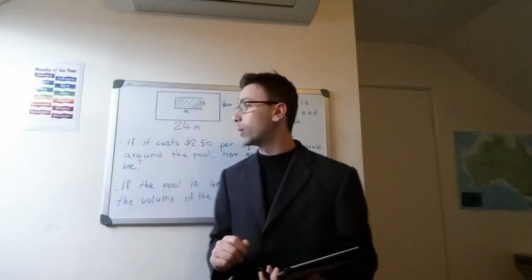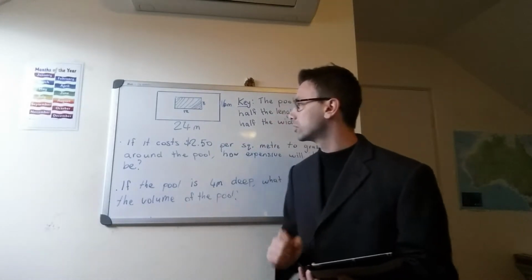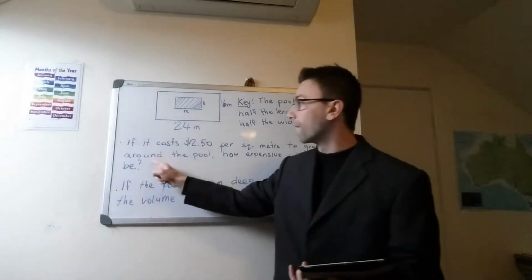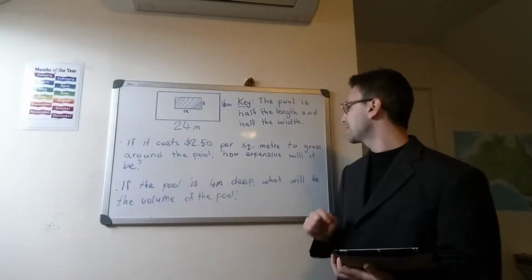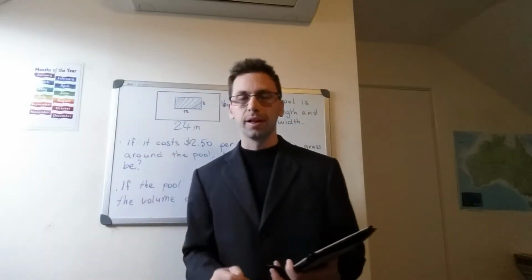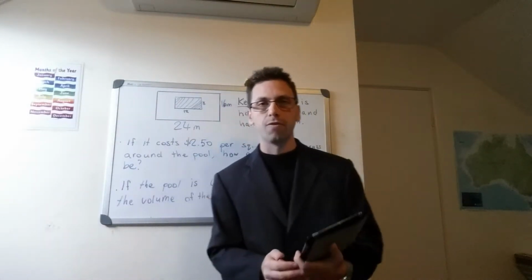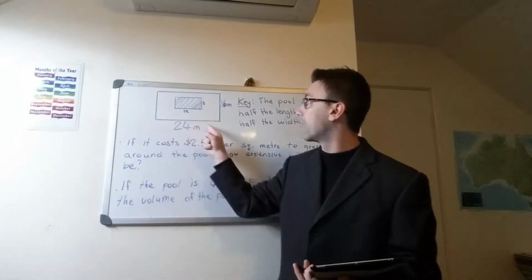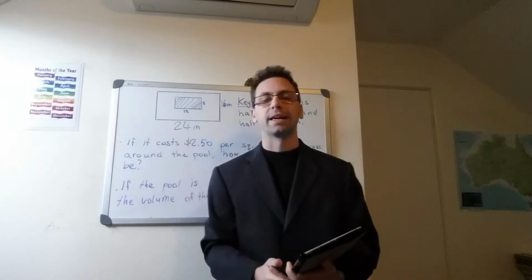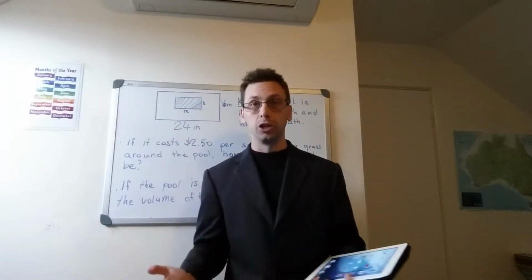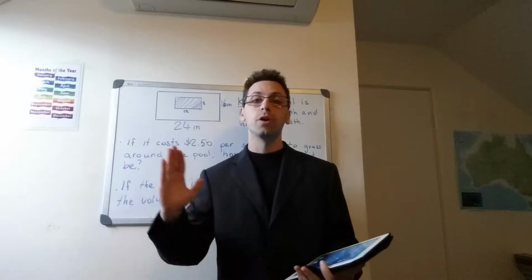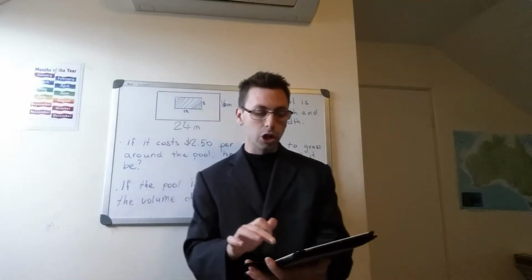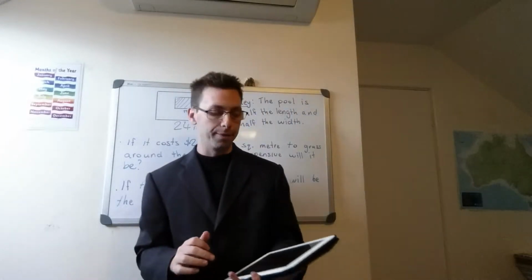Now, the first question. If it cost $2.50 per square meter to grass around the pool, how expensive will it be? Now, what do you have to work out first? You have to work out first the total area of your grass area in your backyard. Now, how do you work it out? You know area, length times width. So, 24 times 16. Let's go to my trusty calculator on my iPad.